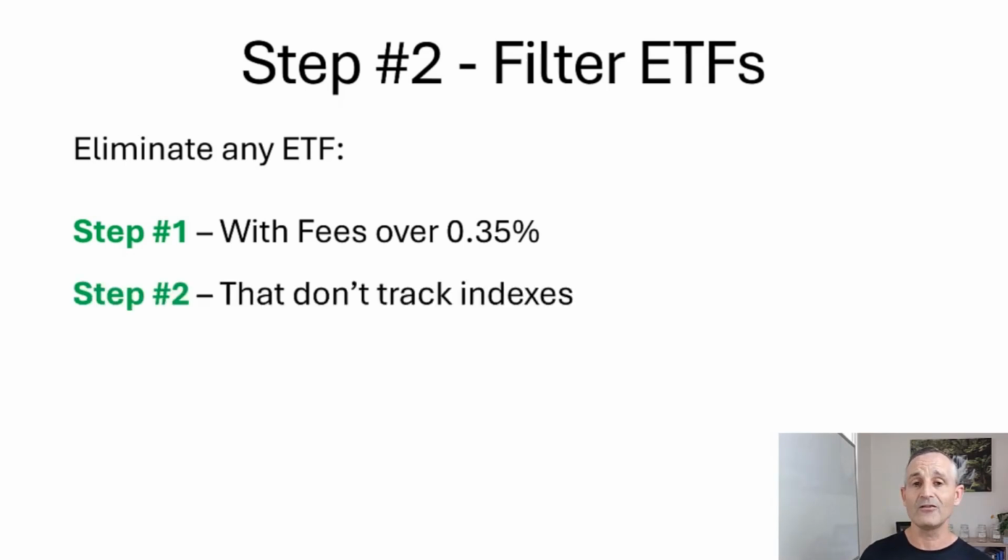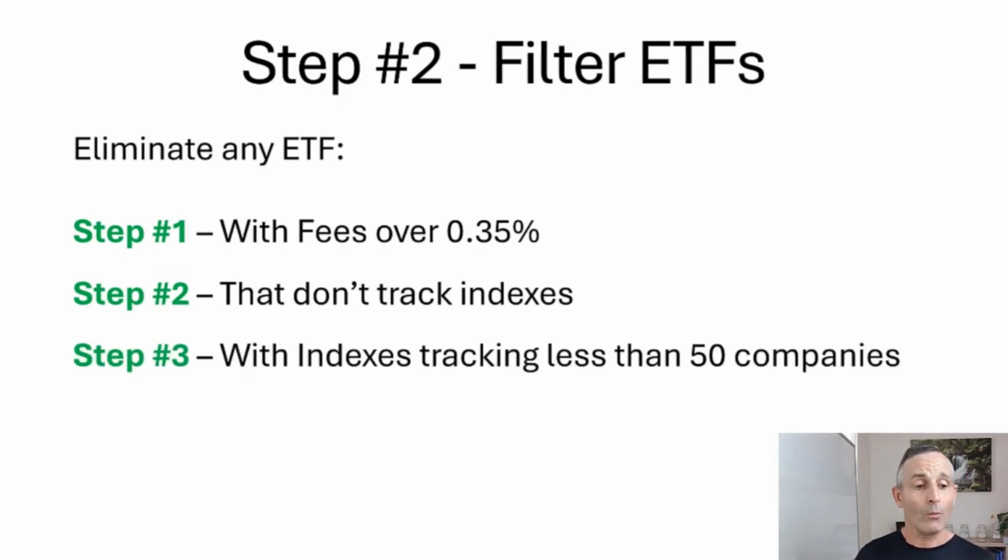Step 2 is we're going to eliminate any exchange traded funds that don't track an index. An index being, let's just say the S&P 500, which is the top 500 shares in the US, or the ASX 200, which is the top 200 shares in Australia, or the Nikkei 225, which is the top 225 shares in Japan. There's all sorts of indexes, and that's what we want to choose, a fund that invests in an index or tracks an index. So we want to eliminate everything that doesn't do that.